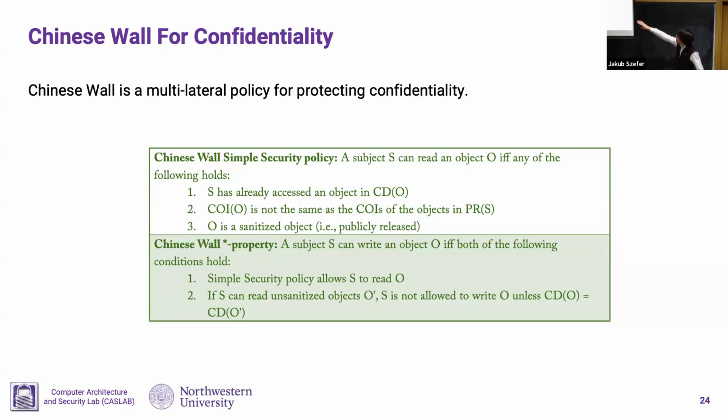And again, for example, for the read policy, a subject S can read an object O if and only if any of the following holds. For example, S has already accessed an object in the companion data set O. So if I already accessed something in that company data set, I should be able to read it again. Or for writing, a subject S can write an object O if and only if both of the following conditions hold. Like a simple security policy allows, if you cannot read O, you should not be able to write it. And then, if S can read unsanitized objects, then it's allowed to write to O unless some policy. So these are a set of policies that you would define.